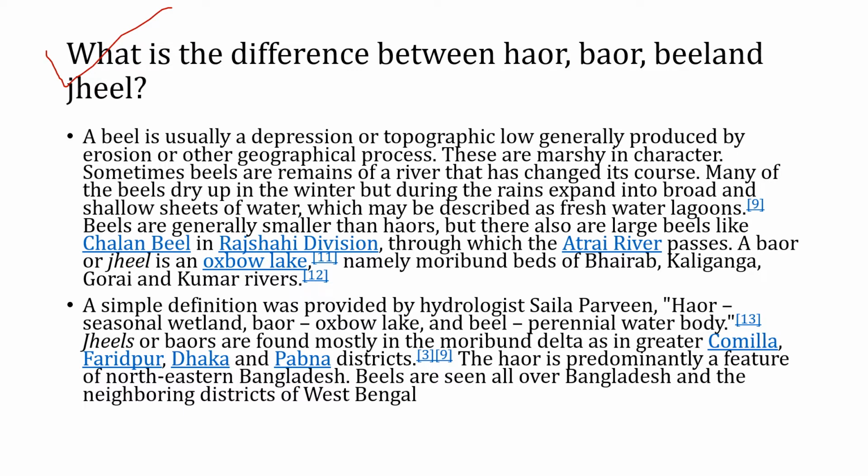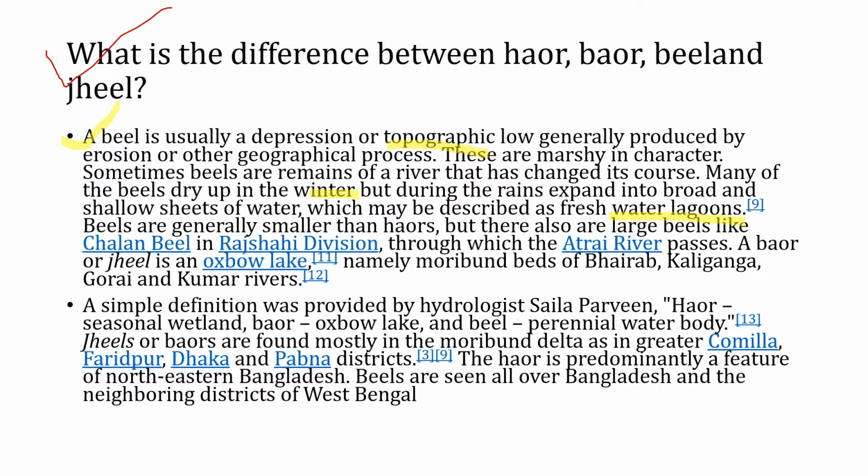So if we go for the definition of the beel, the definition is: a beel is actually a depression or topological low generally produced by erosion or other geographical process. So for some geographical process a beel is created, and sometimes a beel remains of a river that has changed its course. If a river just changes its course, the flow of water is lessened, and that is actually called a beel. And many of the beels dry in winter season, like Baur and also Jhil, and during the rains expand into broad and shallow sheets of water, which may be described as a fresh water lagoon.